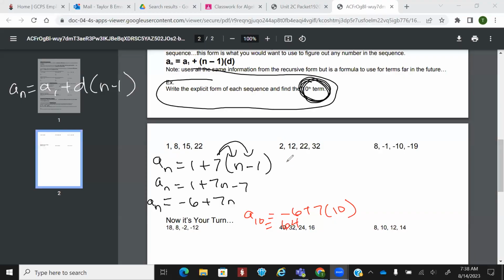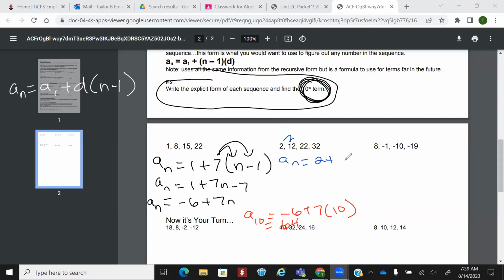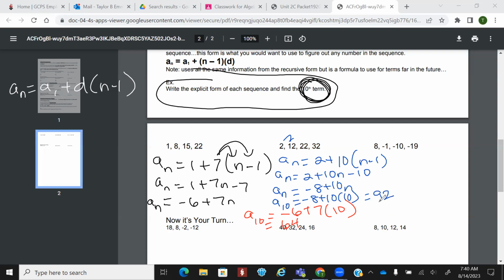Okay, so if we plug in a sub 1, which is 2, and what's our difference? All right, the common difference is going to be 10. When we distribute, we're going to have 2 plus 10n minus 10. When we combine our like terms, we're going to have a sub n equals negative 8 plus 10n. Now, if we plugged in 10 into this equation, we would get a sub 10 equals negative 8 plus 10 times 10. And when we simplified that, that's going to give us 92.